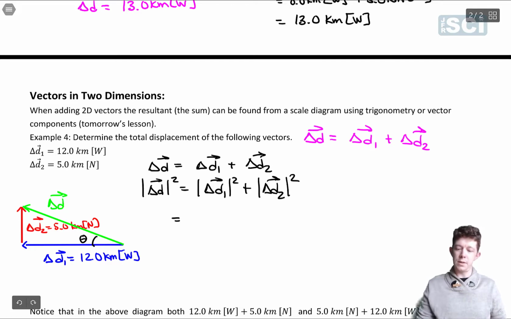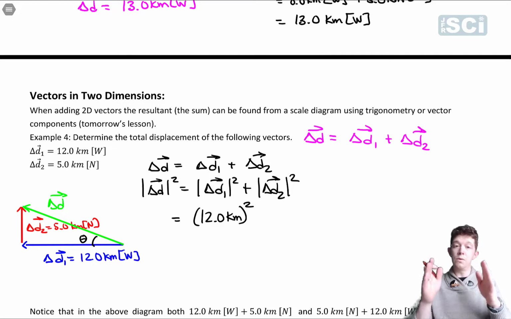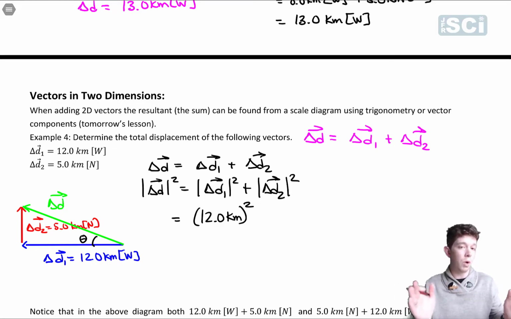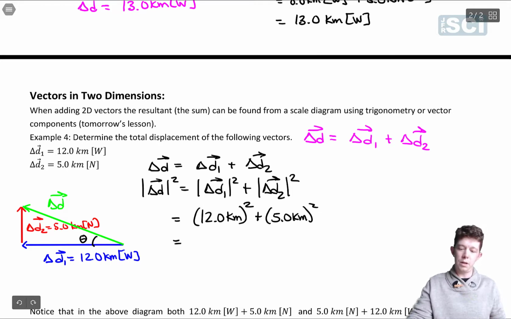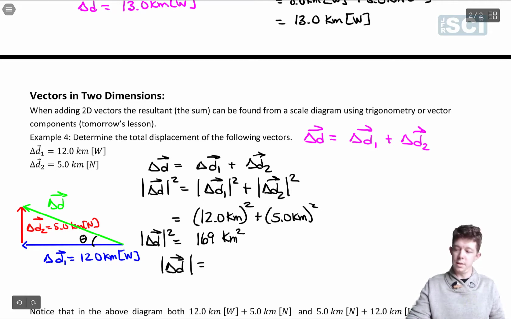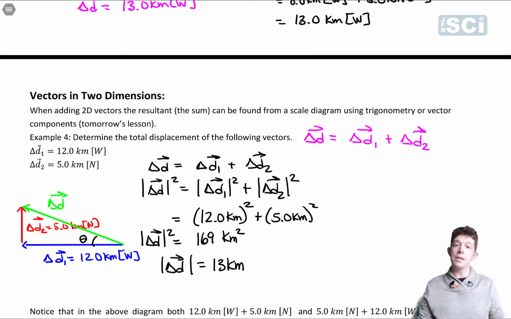And I substitute in my values, I get that this is going to be 12.0 kilometers. And I'm just going to take off the direction because the absolute value bars don't require a direction on it. So plus, I'm going to add in 5.0 kilometers, square it, and if we work through this, the square of delta D comes out to 169 kilometers squared. Taking the square root, I get the magnitude of delta D of 13 kilometers. So I know the length of that green vector is 13 kilometers.